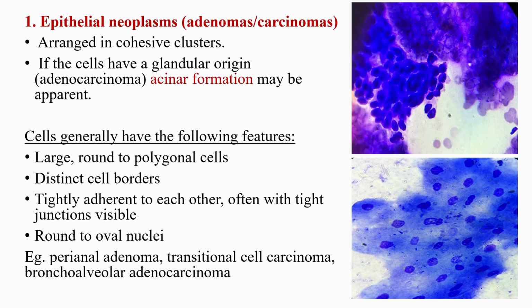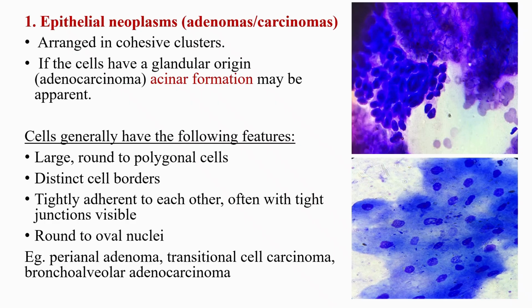The neoplastic cells we can broadly classify into epithelial, mesenchymal, round cell or the other group, that is the naked cell group. First we will talk about the epithelial neoplasm. In epithelial neoplasms like adenomas or carcinoma, they are typically arranged as cohesive clusters. So the cells will be seen as sheets rather than as individual cells as in the case of mesenchymal tumors. When the cells have a glandular origin, as in the case of adenocarcinoma, we can see the acinar formation that we can see in the normal gland also.